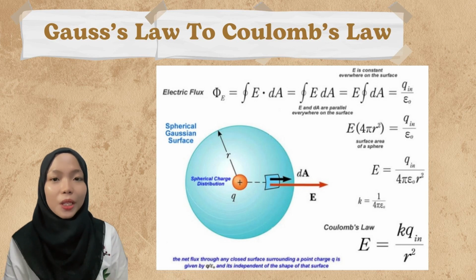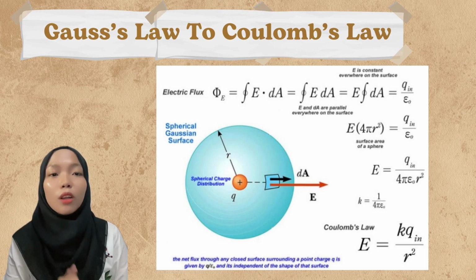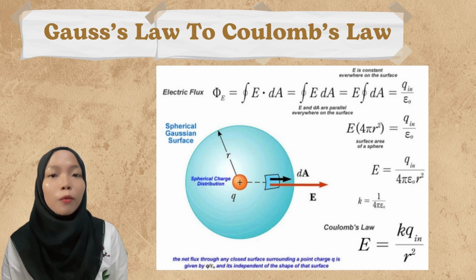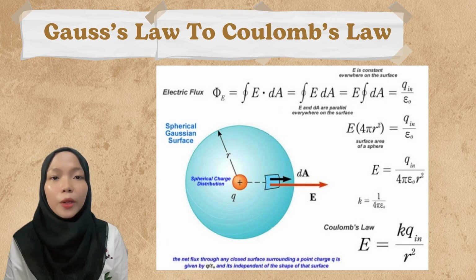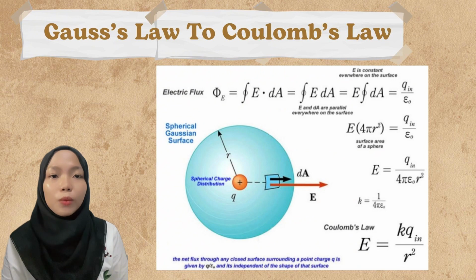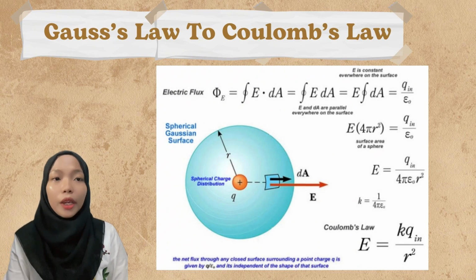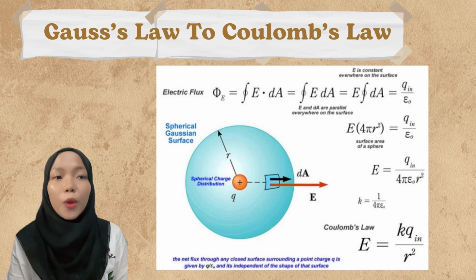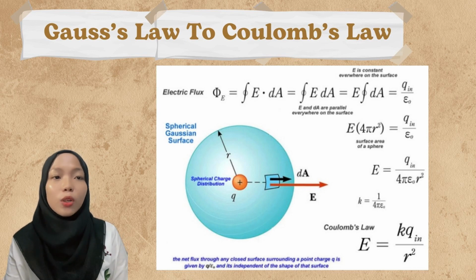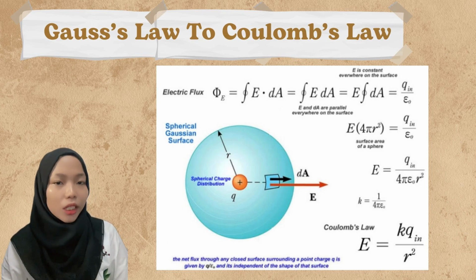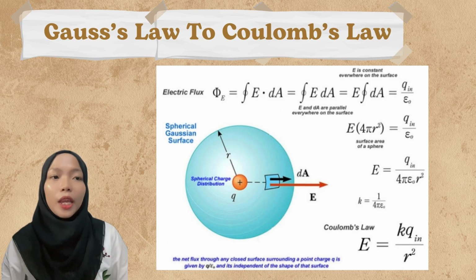Gauss's law to Coulomb's law. As you can see, this diagram shows you how you can get the Coulomb's law formula from the electric flux formula. So we use a spherical Gaussian surface. As we know, the formula for electric flux is E dA, where E and dA are parallel everywhere on the surface and E is constant everywhere on the surface. So we can use E dA equals Q in per epsilon naught.